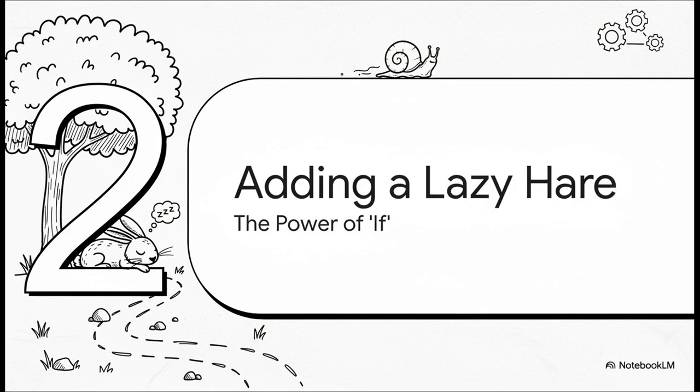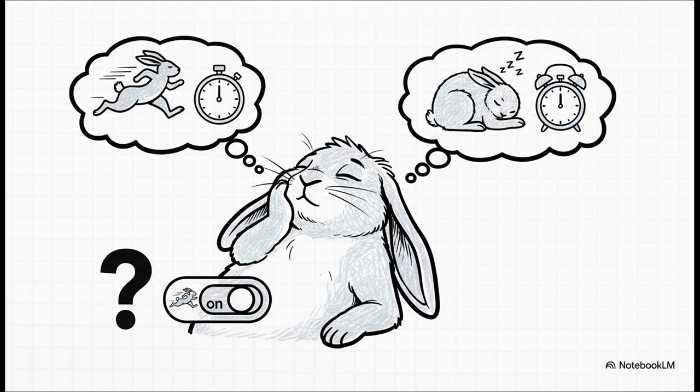So now it's time to add the secret ingredient, the hare's famous weakness, his laziness. This is where things get really interesting. So, how do you actually program laziness? Sounds weird, but it's easier than you think. We just need to add a couple more rules to the game.